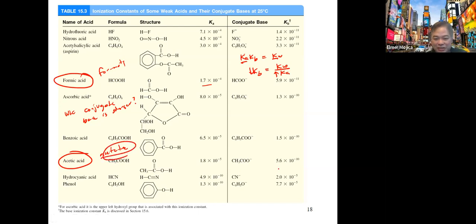And if you're going to look at the value, look, 5.6 times 10 to the negative 10, yung isa, 5.9 times 10 to the negative 11. So expect questions like that. Not pretty straightforward, pero should know the relationship.